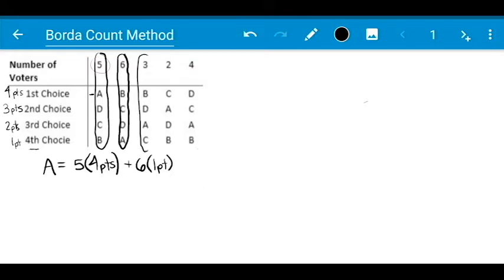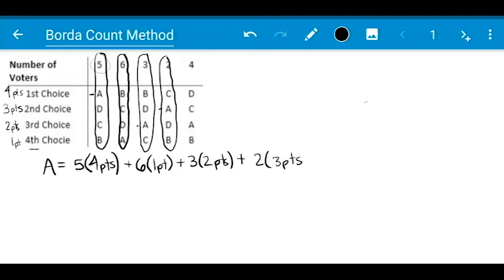When we have the third column, we have A right here in the third place, so we're going to have 3 times 2 points. Then we're going to have 2 times 3 points. And lastly, these 4 people over here voted A as their third choice, so we're going to have 4 people times 2 points each.